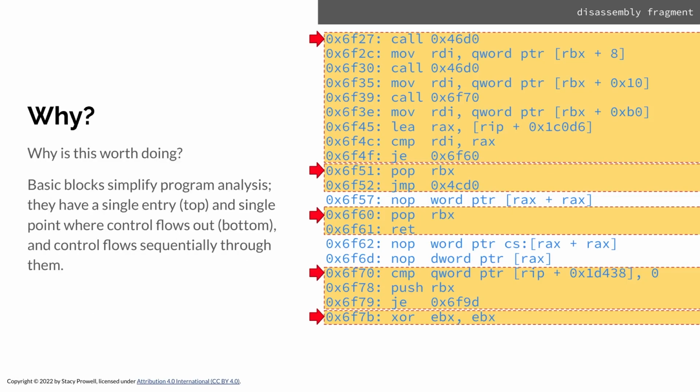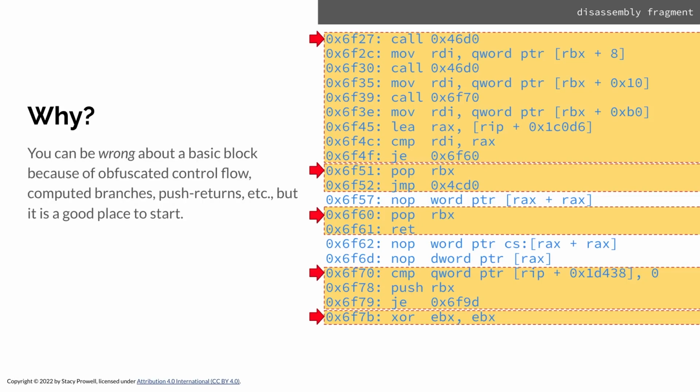Why do we do this? Basic blocks simplify program analysis. They have a single entry at the top and a single point where control flows out at the bottom, and control passes sequentially through them. So you can analyze them, right? This basic block up at the top could be thought of as one function. It does some particular thing, and at the end of it, you go somewhere else.